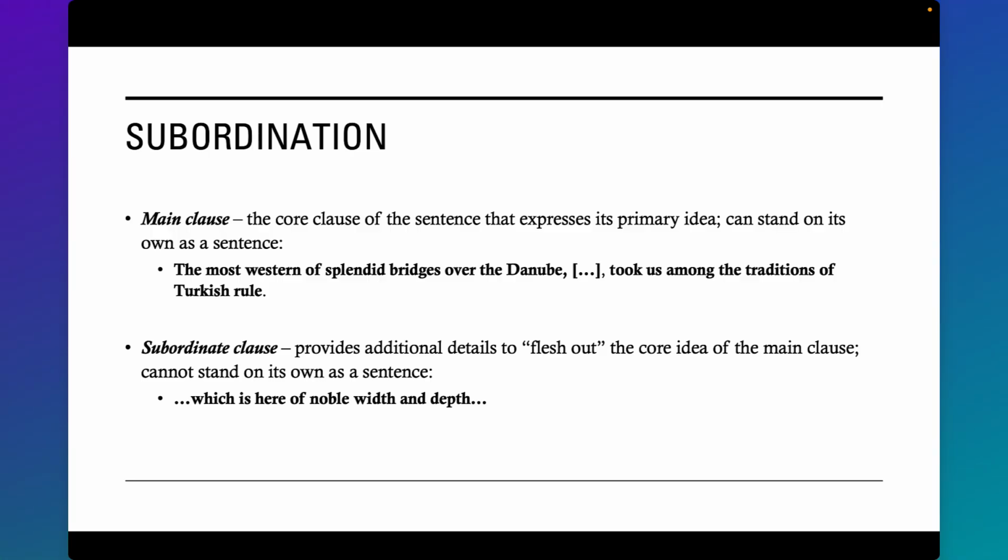Now that we have reviewed what subordination is, broadly speaking, let's move on to the second part of this lecture, which will address adverbial subordination.